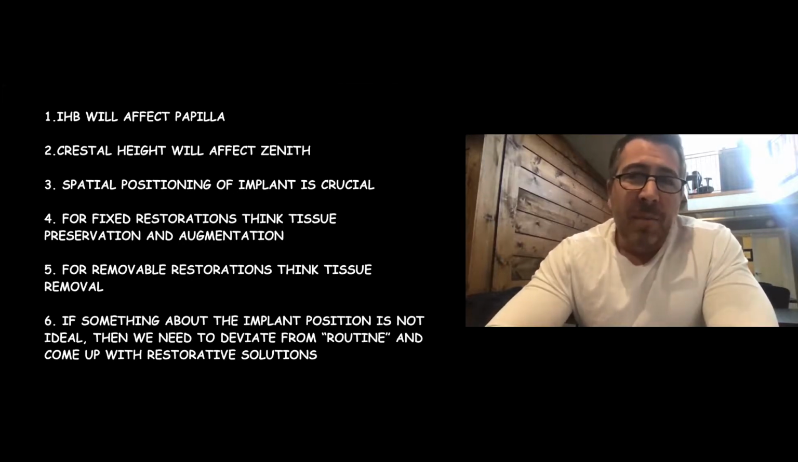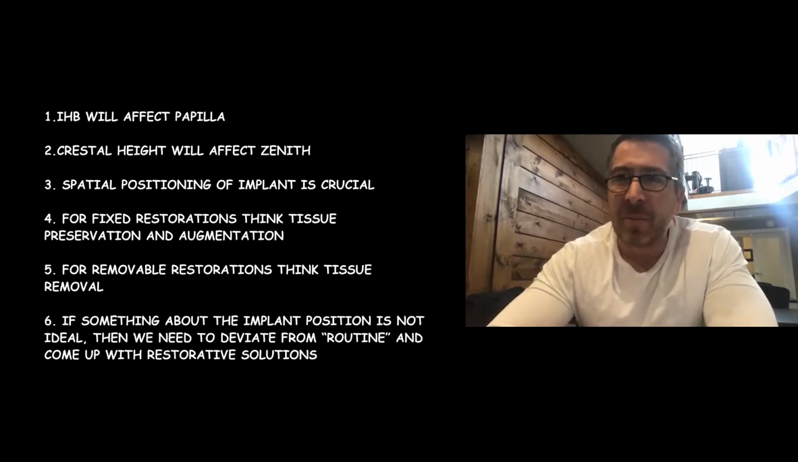For multiple missing teeth, so for bridges, your interdental height of bone between two implants, you're not going to get a huge papilla between those two implants. So in the aesthetic zone, consider intermittent implants as opposed to adjacent implants. So that'll affect your treatment planning. The crestal height of bone on the facial is what's going to have a big impact on the zenith, and the spatial positioning of the implant is going to affect the zenith.